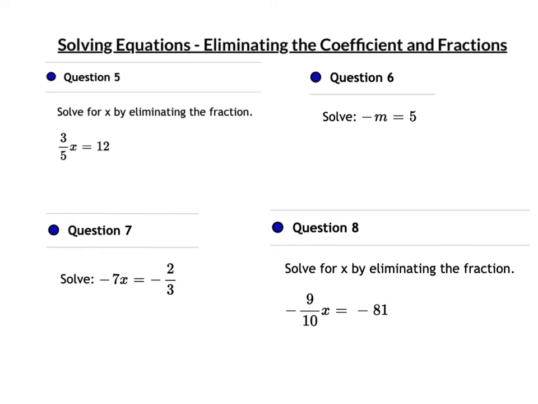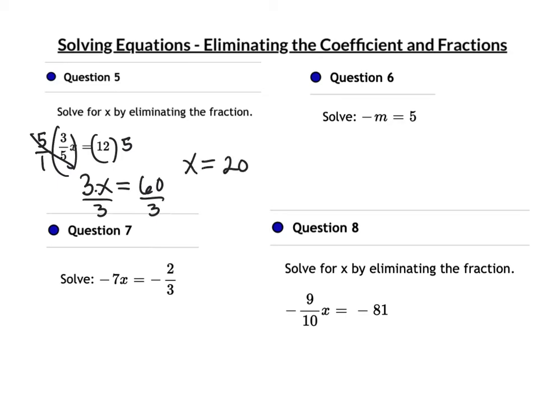Question 5. I'm going to get rid of the 5. It's division by 5. I'll use the inverse. I'll multiply by 5. 5 is over 1. The 5's cancel. 3x is equal to 5 times 12 is 60. There's times now between the 3 and the x, so I'm going to divide by 3. And 60 divided by 3 is 20.